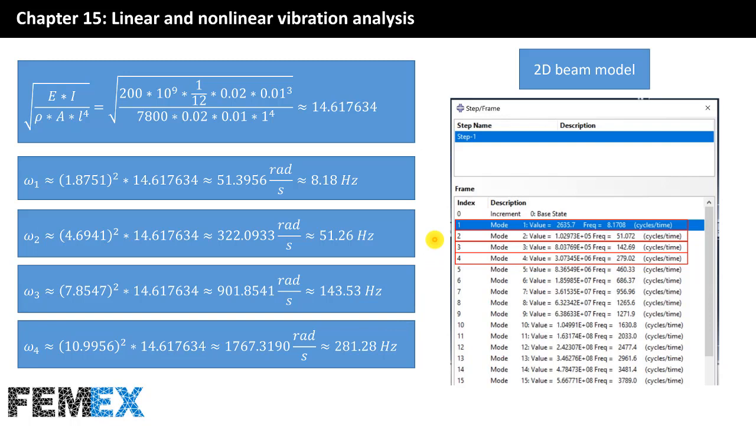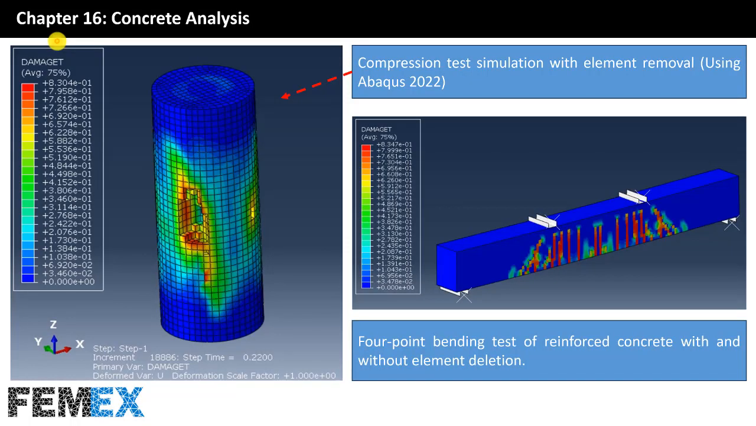So it means that our simulations are correct. Chapter 16 is about concrete analysis. In this chapter, first I have talked about the CDP model and how to calibrate the CDP model for every kind of concrete, and I have defined its mechanical behavior using Excel files, and then I have solved 2 examples.